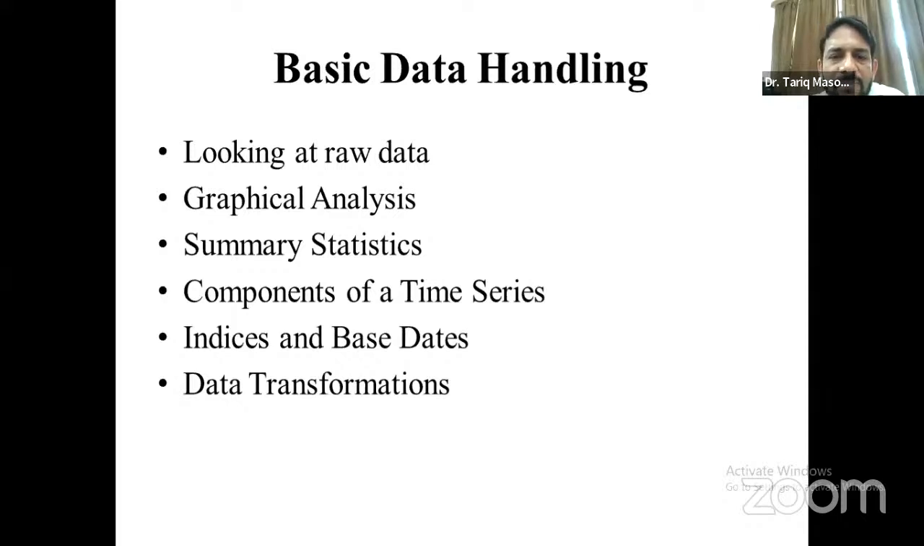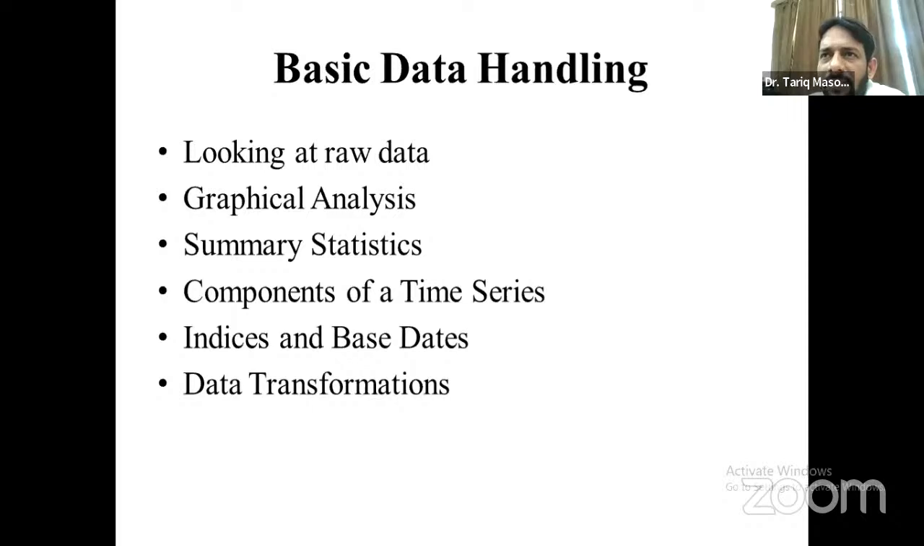In case of time series data, we can look at the components of time series. There are different components of any particular time series. There may be trend, there may be cyclical component, there may be irregular component. All these things are part of basic statistical analysis.